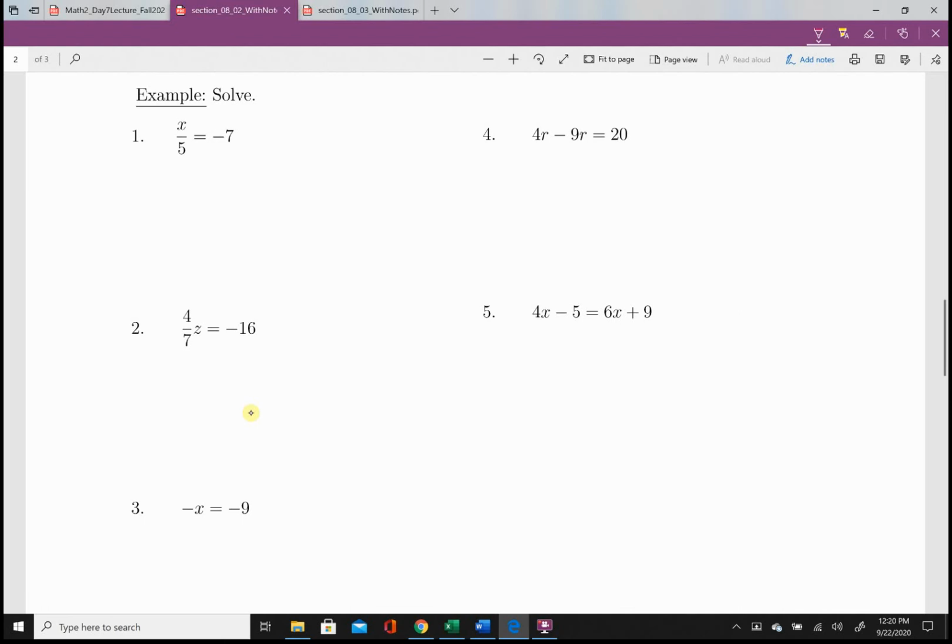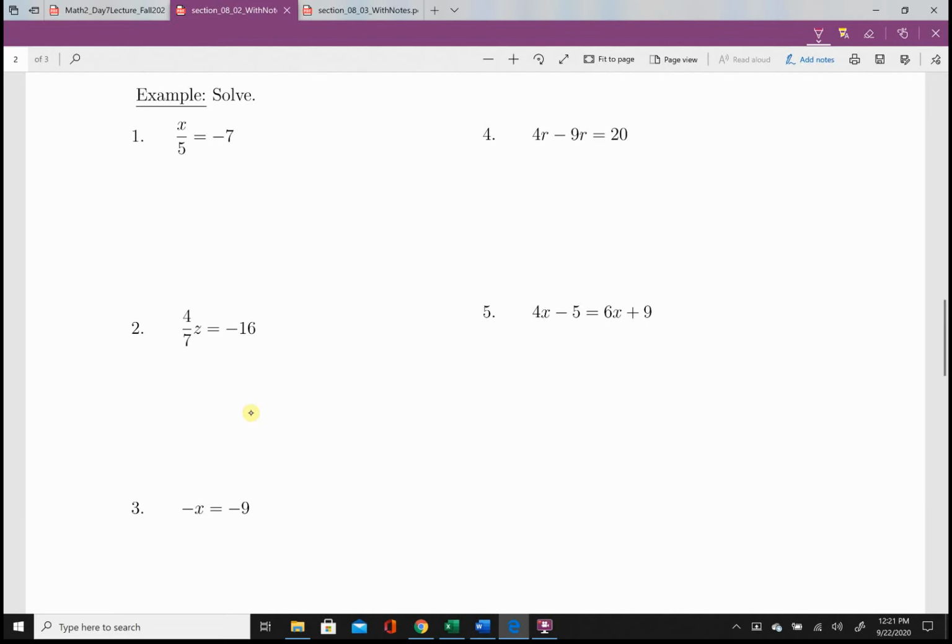So it's our job to discern which property of equality is going to be appropriate for solving each equation, and you might have to use more than one property of equality or do some combining like terms beforehand. Looking at number 4 in regard to that last comment.